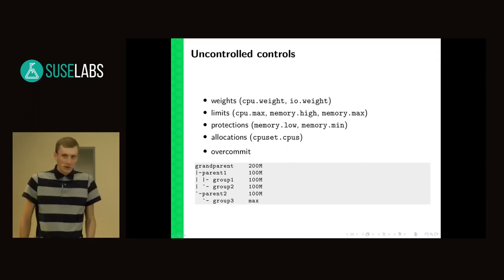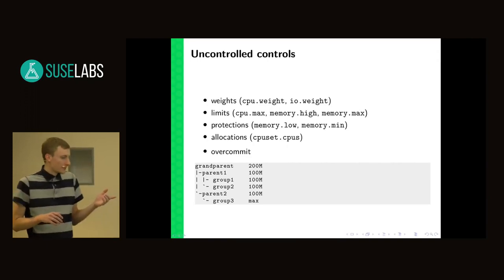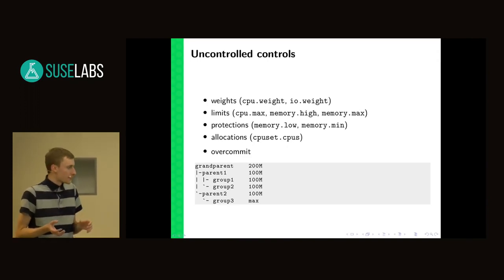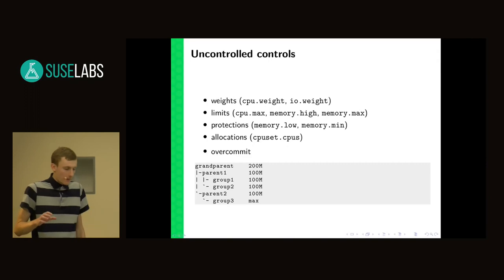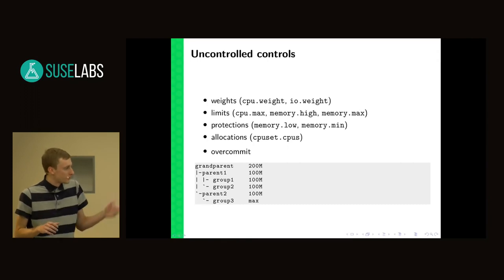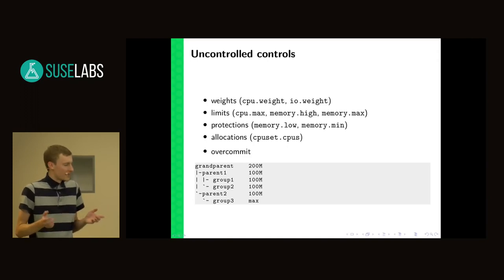So this allows composition of the configurations, so that I have this group three, and I want it to be always unlimited, but if it is, for example, in a container, and I am creating my cgroups for containers, and I put that container into the parent two cgroup, it will be limited by the parent two value. If I run that container in a different cgroup, it will be unlimited, and I don't have to change the configuration of the container limit.